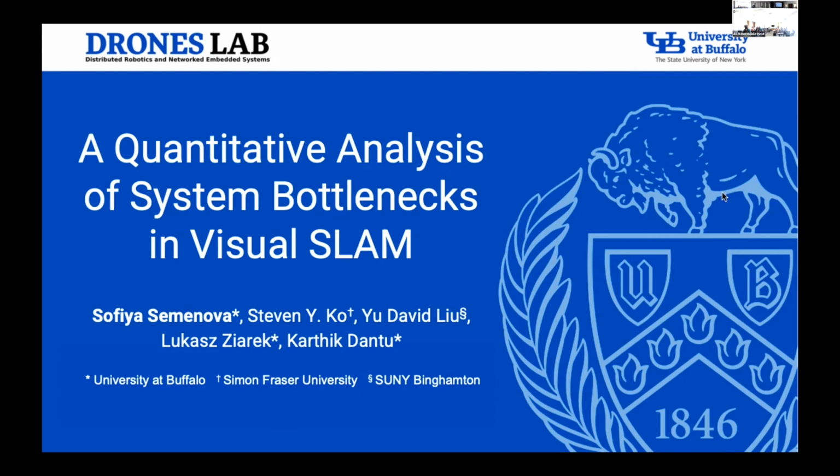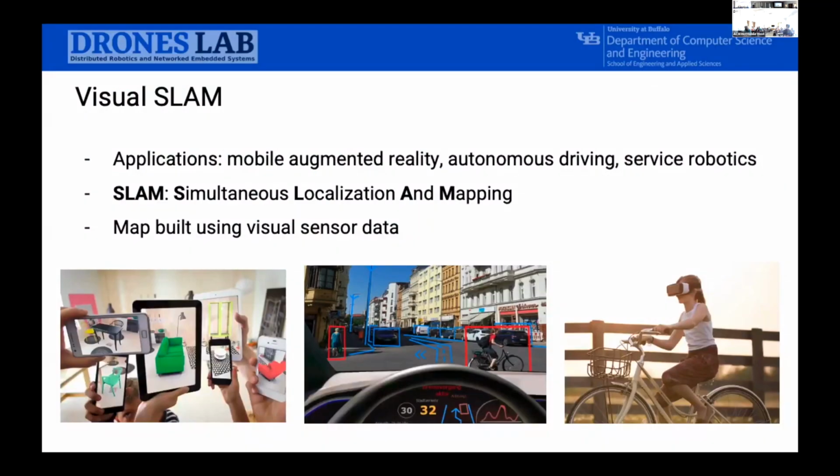All right, hello everybody. Today we'll be presenting an analysis of systems challenges to building reliable, accurate, and robust visual SLAM systems in the face of changing environmental conditions and varying resource-constrained hardware. Visual SLAM systems are used by applications such as mobile augmented reality, autonomous driving, and service robotics.